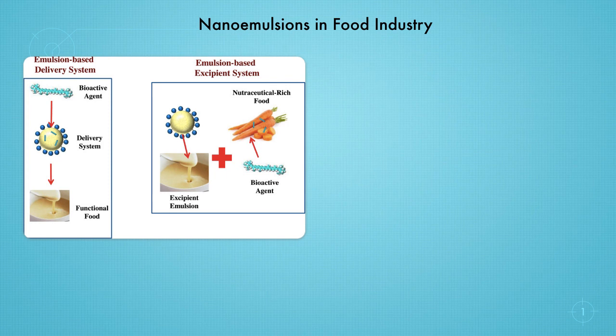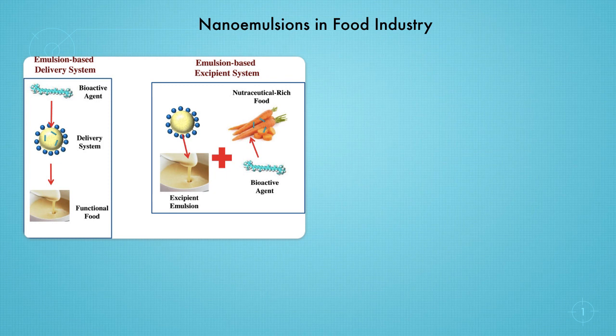The first one is called an emulsion-based delivery system, which includes any kind of bioactive agent inside a micelle structure, and we can directly apply it on the food. And the second one is an emulsion-based enhancement system. If we want to increase the nutraceutical value, we will use this system to increase the nutritional value of any kind of food product.